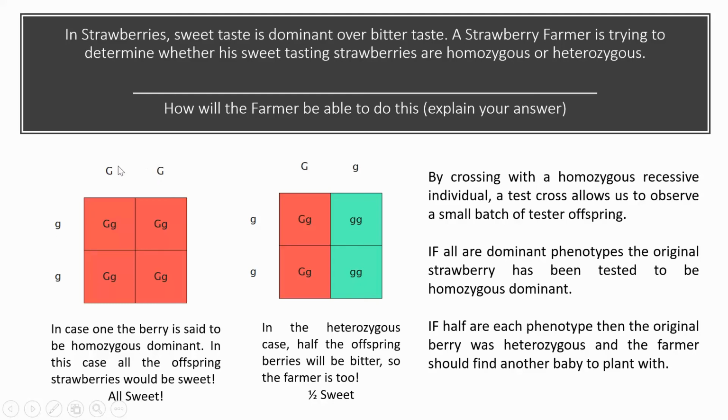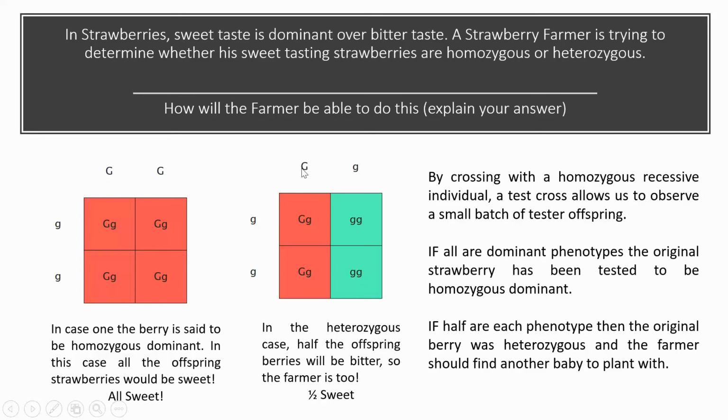But here in scenario 1, if the original strawberry was homozygous dominant, we'll see that it's going to win, it's going to mask the recessive in each case. So we're going to have a phenotype of strawberries in the test batch that are all sweet. And that would mean the farmer knew they had a homozygous sweetness berry, and they could go ahead and plant with it. If we crossed it with a homozygous recessive, they would all end up sweet.